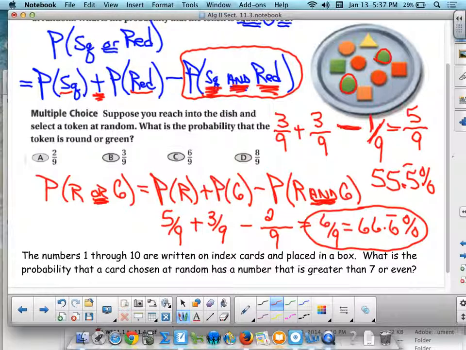Once again, why did I subtract this piece back here? Because you actually counted this one and this one twice. You counted them when you said, where is the round one? You counted the two of them. And then you counted the two of them again when you said, where are the green ones? So you've actually counted them twice, and that's why we're subtracting it off on the back side. Okay?